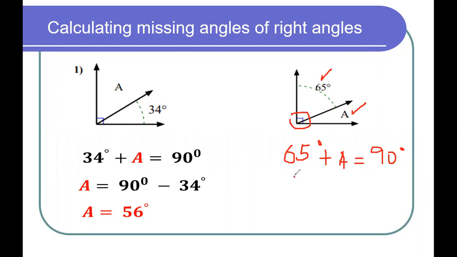So now we subtract: 90 degrees minus 65. What do we get? 10 minus 5 is 5. So this will become 8, isn't it? 8 minus 6 is 2. So angle A is 25 degrees. Okay? So your turn.